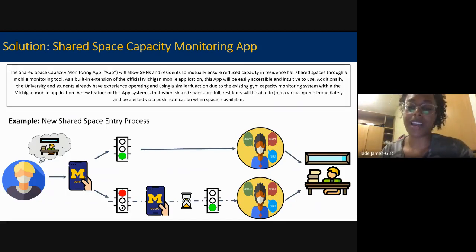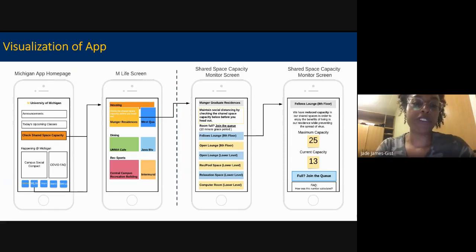And so on the next slide, this is how we visualize the app to be housed within the existing Michigan app. There'd be two new buttons visualized in orange. The shared space capacity button would take you to the in-life screen. On that screen, there would be only one addition where you could choose which housing unit or which housing residence hall you'd like to view.